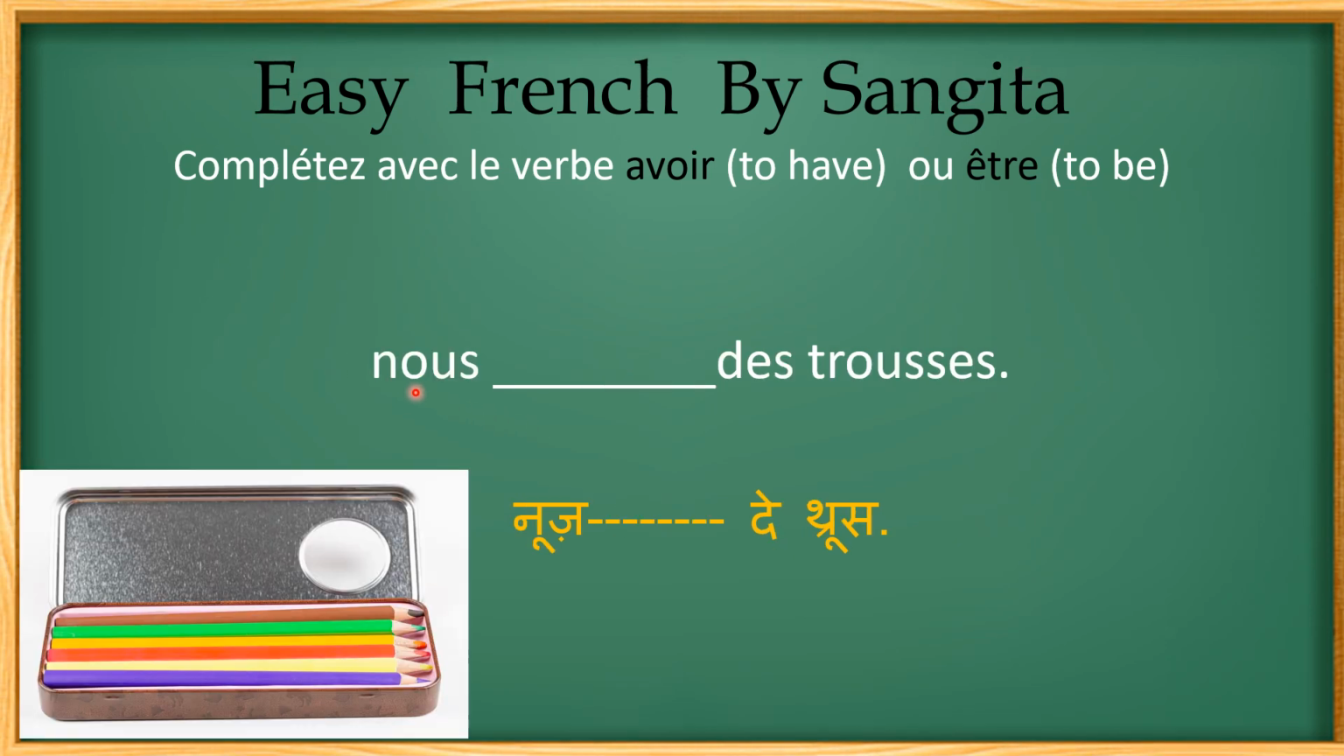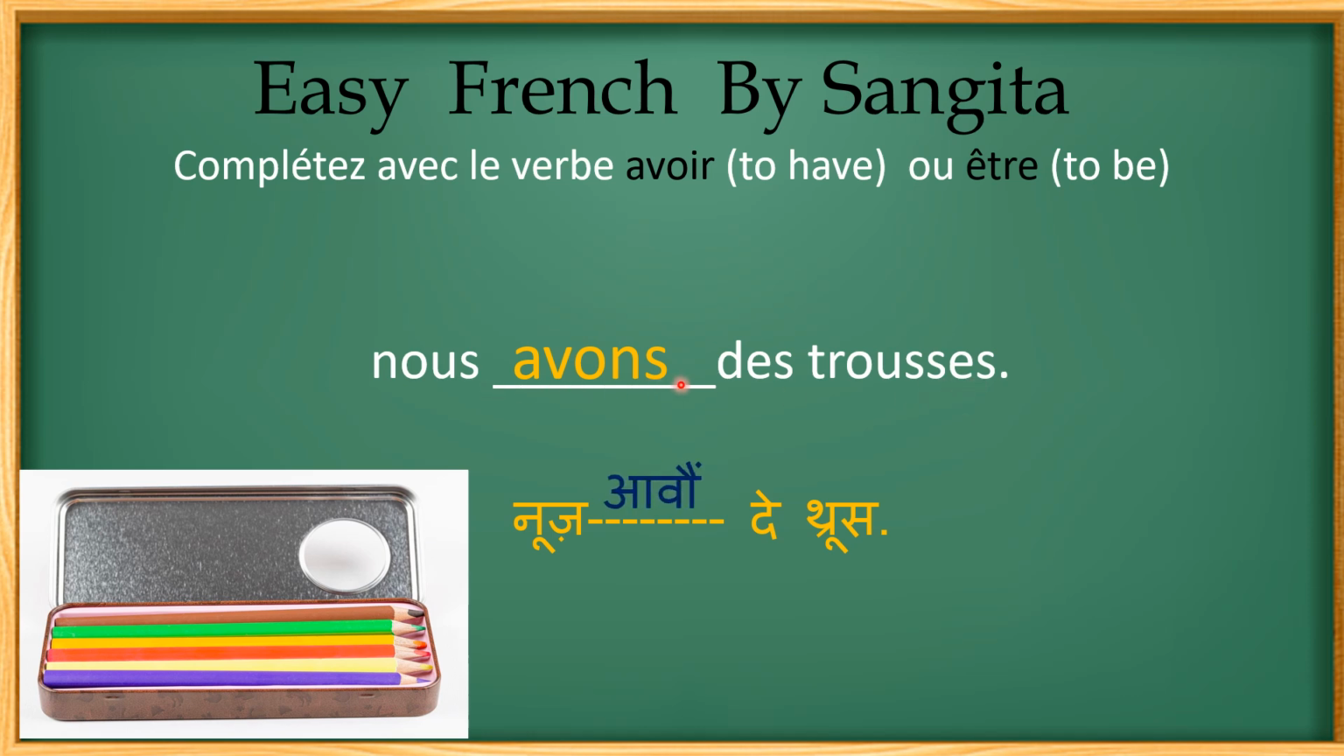Now here, nous dash des trousses. Now convert it into English. Nous means we, des trousses means some pencil boxes. So we are pencil boxes or we have? We have, so again conjugation of avoir in the nous form. So nous avons des trousses.